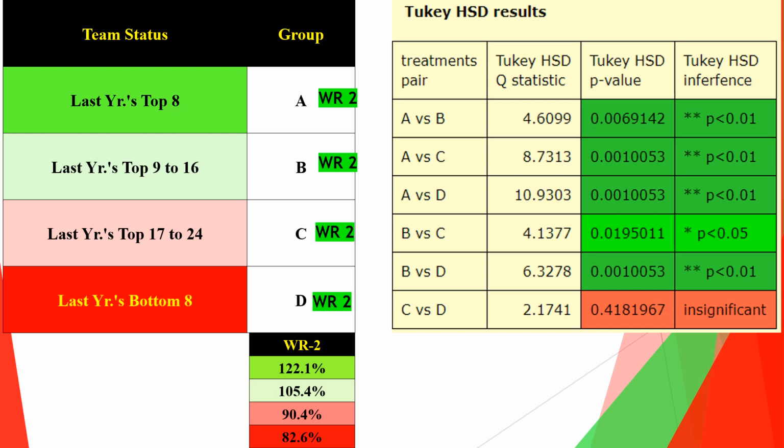Last year's top 8 is only where you should fish for wide receiver twos. Check it out. A is significant from B, C, and D. Wow, case closed. Notice that B is still significant from C and D. So if you run out of wide receiver twos, then I guess you'll have to go here. But in the previous wide receiver ones, there was no difference in the top 16. Here there is a difference, and you fish in the top 8.